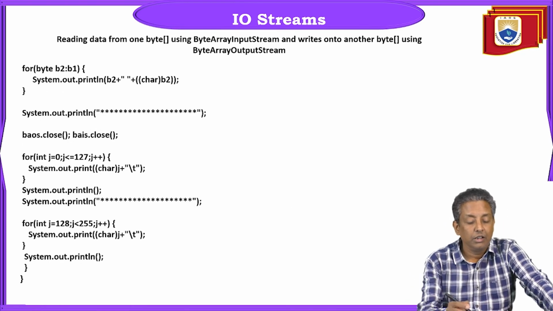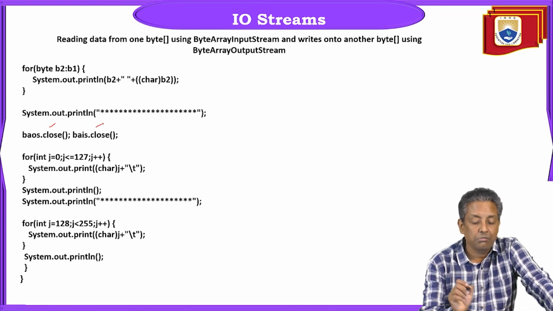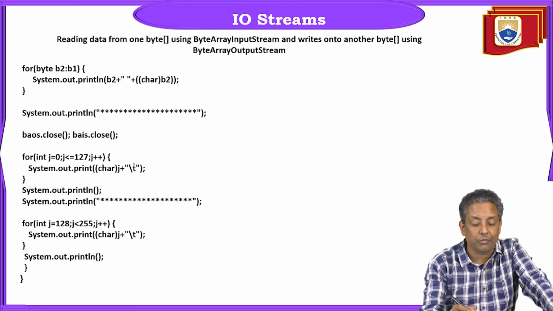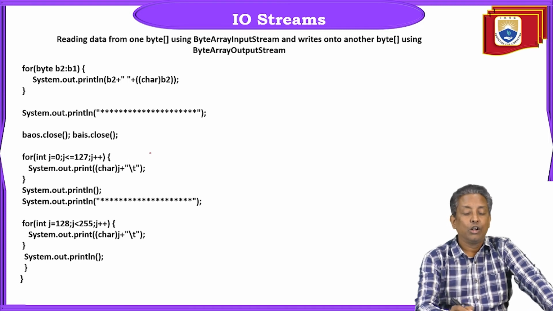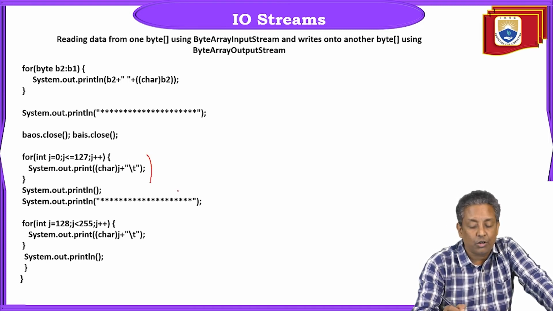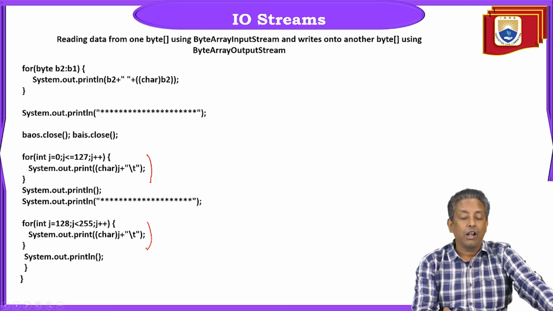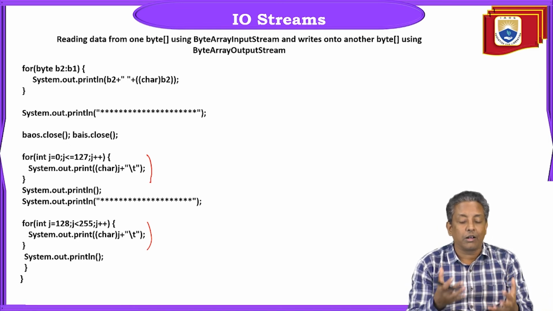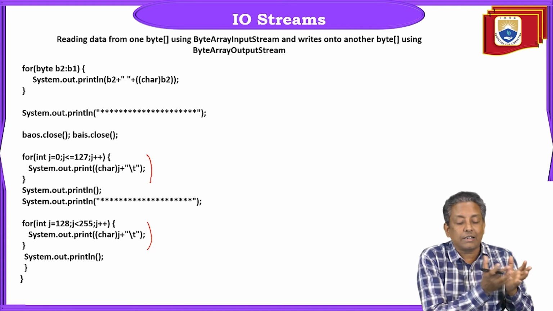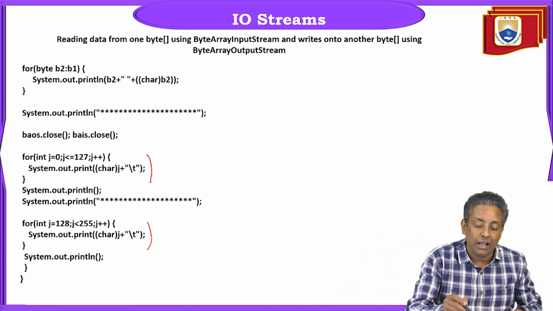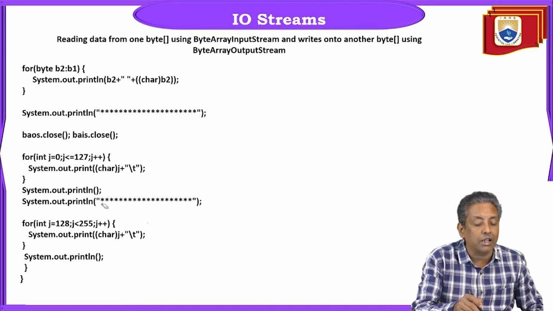That's all. Byte array output stream closed, byte array input stream closed. And here the extension of the program is written in such a way to print ASCII values from 0 to 127 and 128 to 255. If the developer wants to print the ASCII values from 0 to 127 and 128 to 255, then they can avail this code. Otherwise, you can keep this entire code commented.